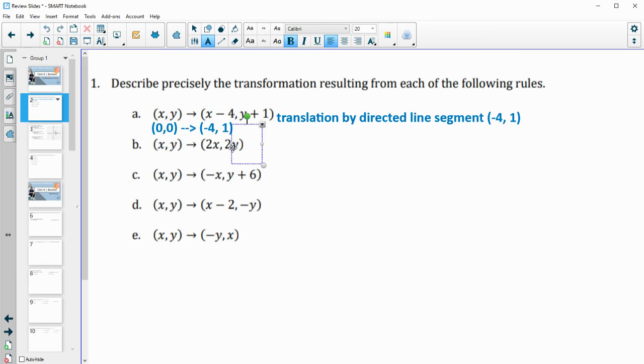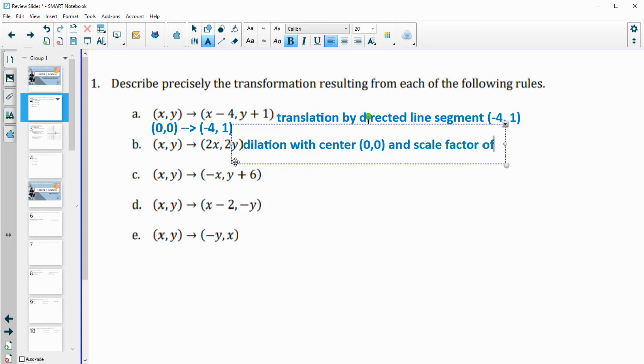This next one where you multiply them, if you're multiplying by the same number, so here we're multiplying by 2's, so both the x and the y are being multiplied by 2. This is a dilation with center 0, 0 and scale factor of 2.